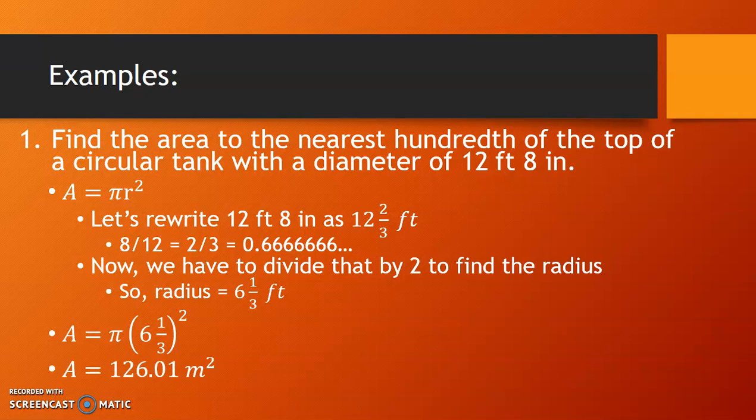Make sure for these problems that you are using a calculator to help you, because you've got pi. If you don't have a pi button, or you don't have a calculator that has the pi button on it, you can always use 3.14. And your answer should be close enough to what I would be getting if I was using the pi button programmed on a calculator.